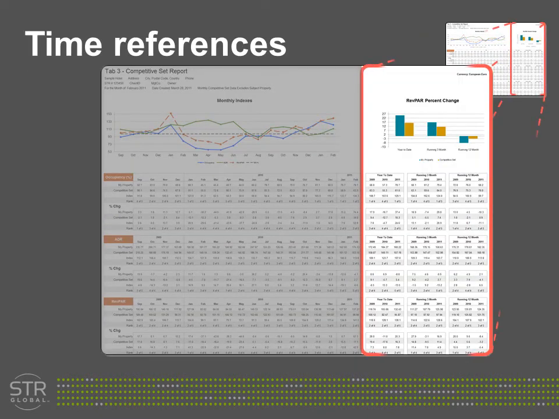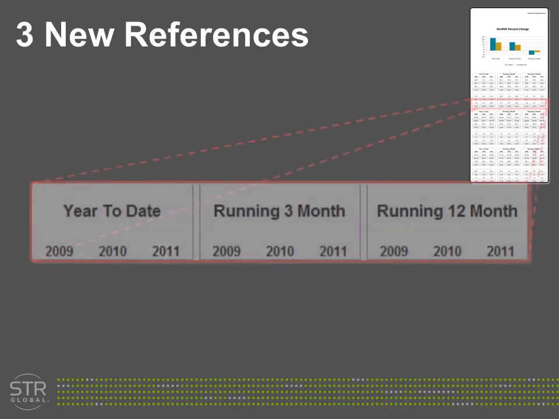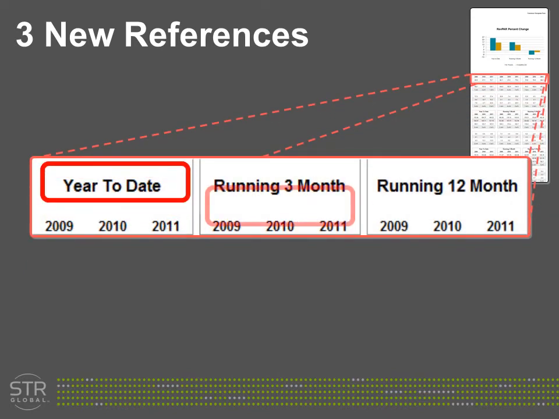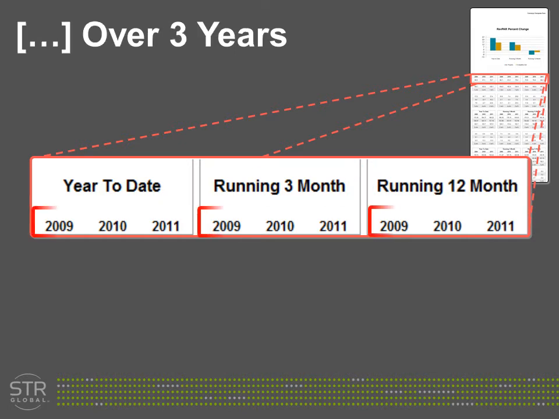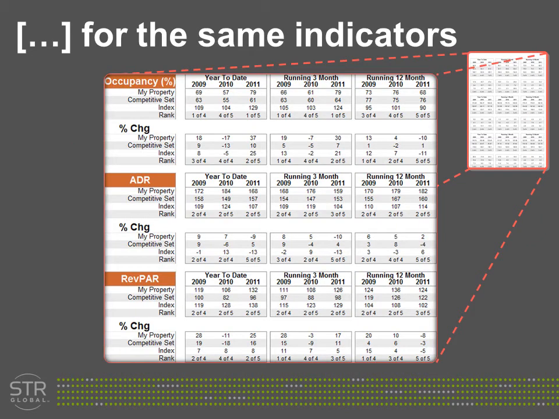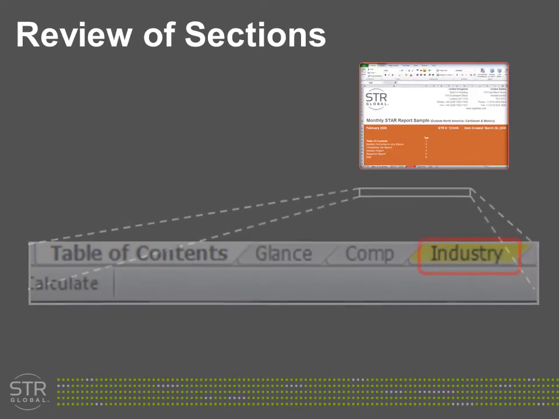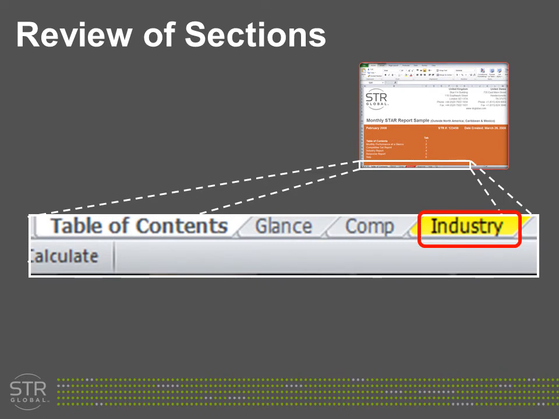Now let's take a look at how the STAR report extends these time references for the same indicators. The report proposes 3 new time references: year to date, running 3, and running 12 months. This review is available over the last 3 years for our 3 standard key performance indicators: occupancy, average daily rate, and RevPAR.